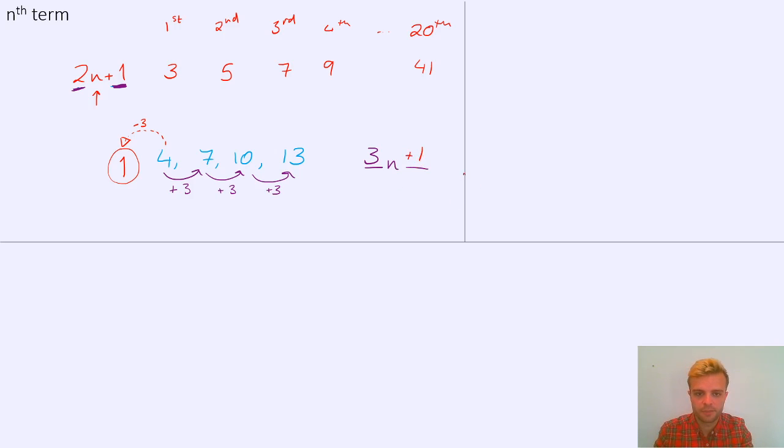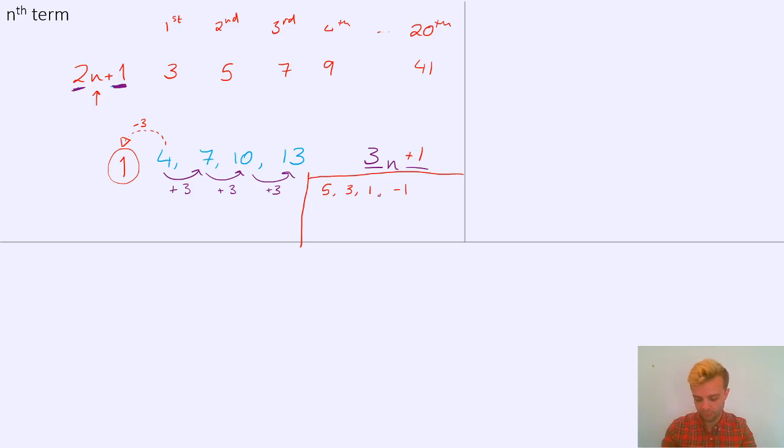I'm a bit tight on space actually, but let me do another example of that. Let's have a different sequence, and we'll have one that goes down this time. Let's go 5, 3, 1, negative 1. And I want to work out, again, the nth term.